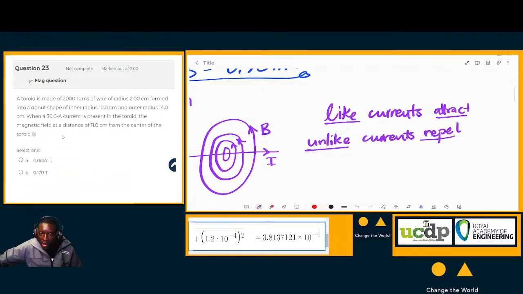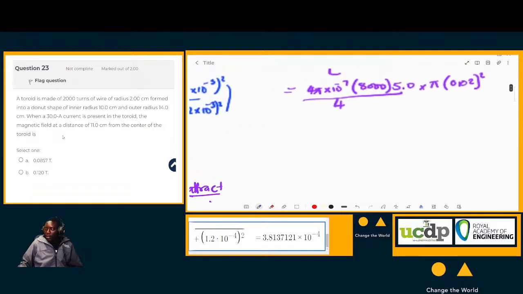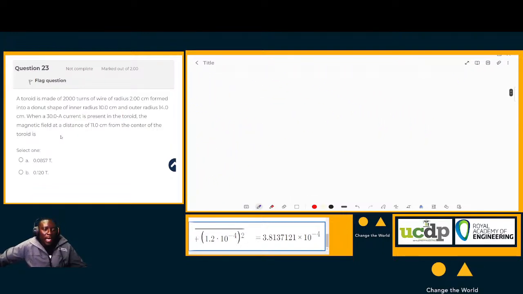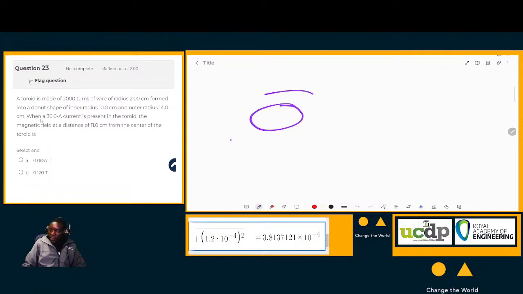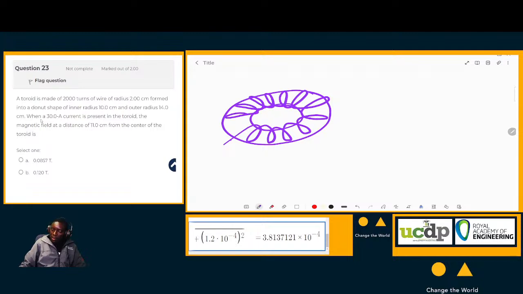Then question 23, we're almost getting to the end. So you should have picked something so far. Anyway, a toroid is made of 2000 turns. So we talk of a toroid. How do I draw a toroid? Let me draw the donut shape first. Then I can now put my wire. Okay, so that's more of a toroid.